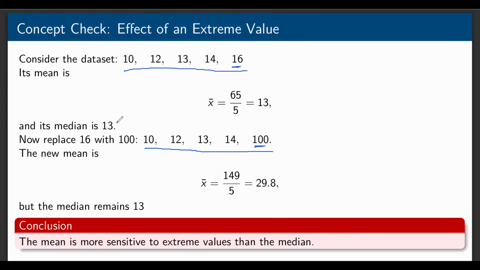The median in the first instance was 13. When 16 was changed to 100, the median is still 13. So you realize that the median was not affected by this change of value to 100, which is an extreme value. Because if this represents ages of some people, these are all children, 10 years, 12 years, 13 years, 14 years. This is a grandparent, 100. So that's an extreme value because it's very, very different from the rest of the values. So you see that the mean was heavily impacted by the extreme value, but the median was not bothered at all by the extreme value.